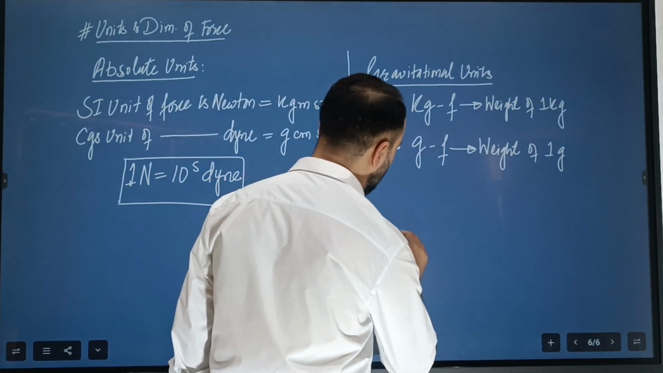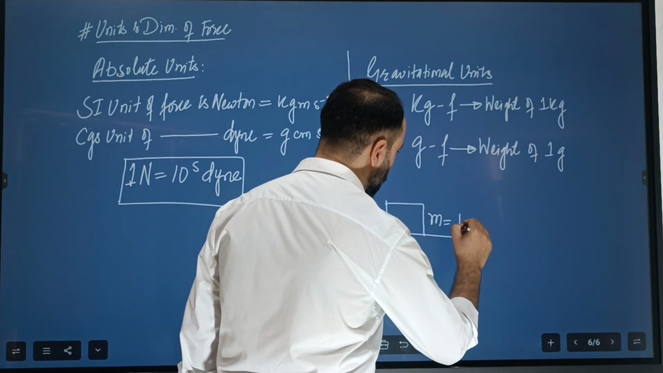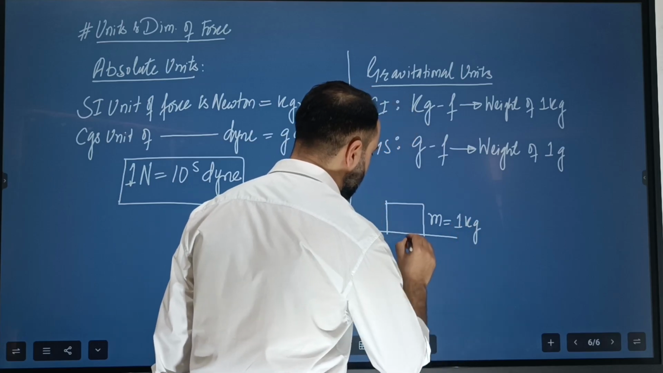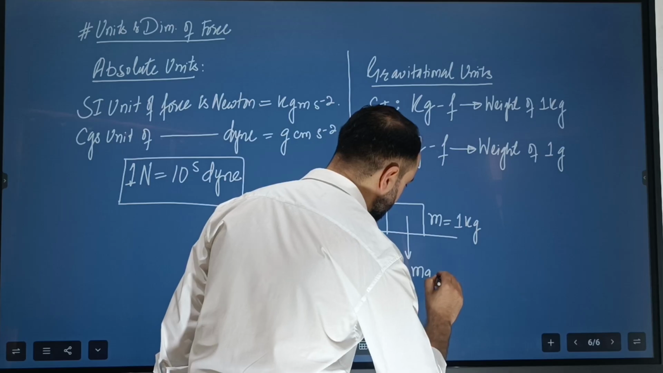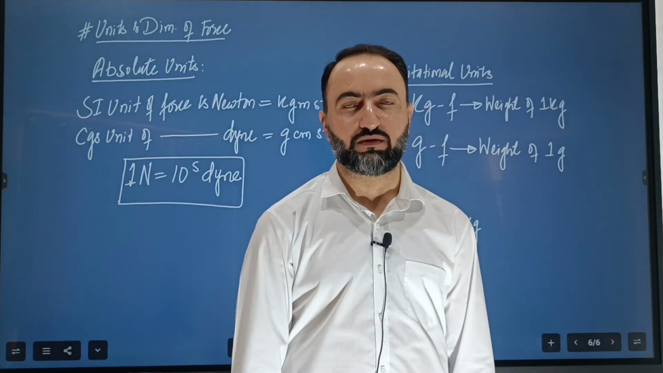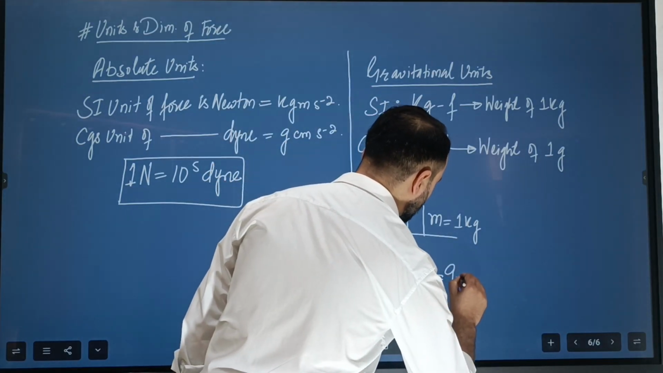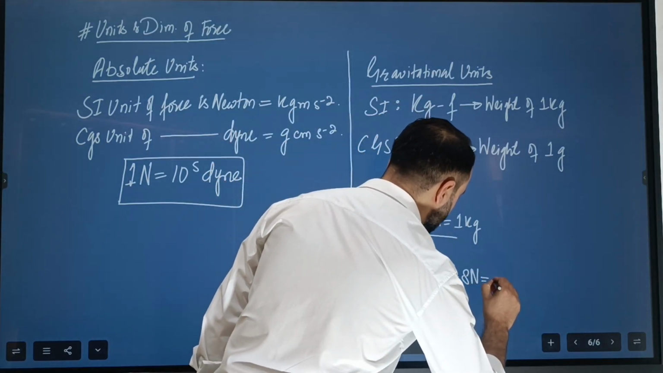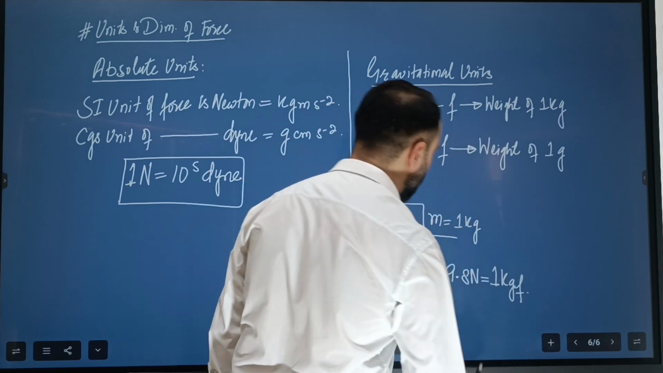Pay attention here, beta. Suppose that here we have a block. The mass of this block is equal to 1 kilogram. Its weight will be equal to m multiplied by g. Acceleration due to gravity, you know that's equal to 9.8 meter per second square. So this will be 1 into 9.8, that's equal to 9.8 Newton. And this 9.8 Newton is defined as 1 kgf, 1 kilogram force.